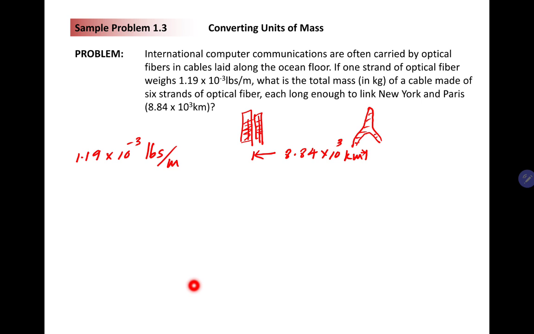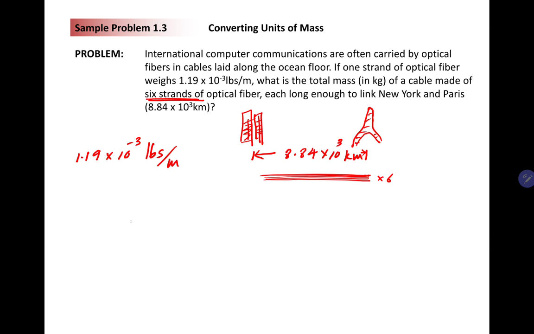They also say that one cable will not work. You have to have six strands. So you are basically laying 6 cables, a bundle of 6. So when it comes to the length of the cable, you take the distance between the two cities and then you multiply it by 6. Okay, so let's try to do this calculation.